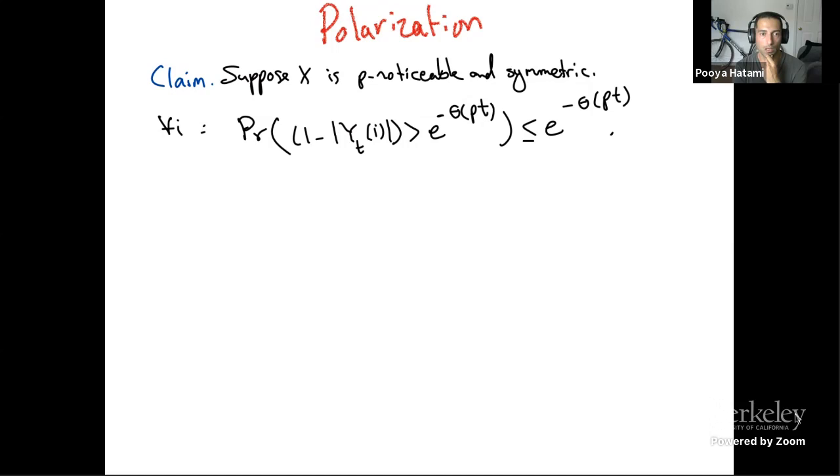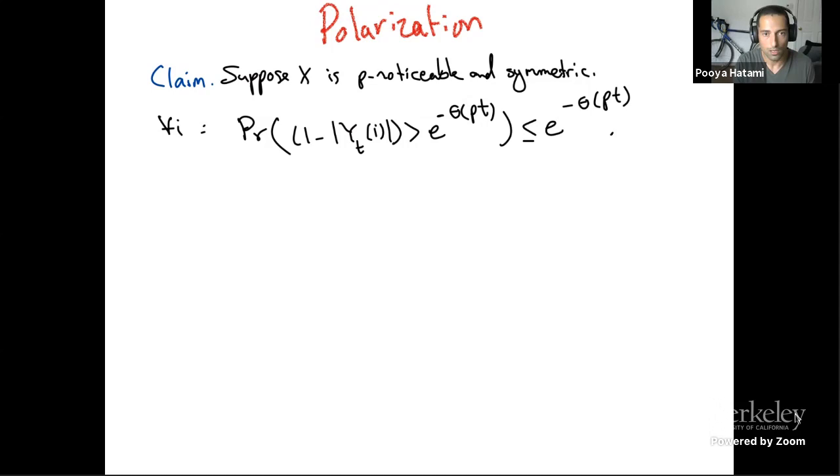What we show is that every coordinate of the random walk will get exponentially close to 1 or minus 1 with exponentially high probability. This exponentially small probability of being away is good enough that you can do a union bound. So if we pick t to be log n over epsilon over p, then you can show that all coordinates will be close with probability 1 minus epsilon. So how do we show this?